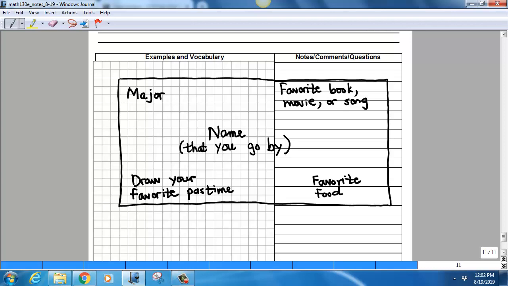My favorite book is Percy Jackson. Okay, Percy. I know that one too, right? Okay, so that's good. What's your major? Accounting. Okay, so there's a person that's aiming for a job in accounting. All right. What's your favorite food, Joshua? Tacos. Okay. And what's your favorite pastime? Eating. All right. Excellent.